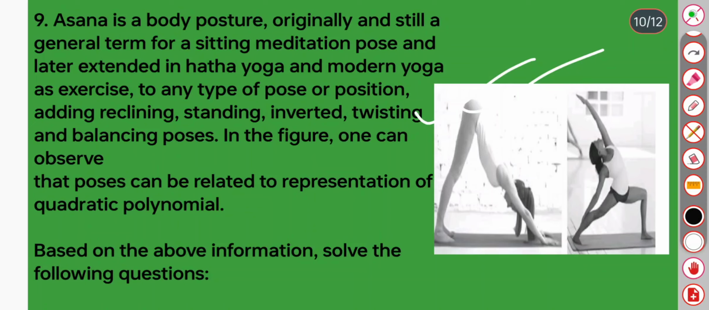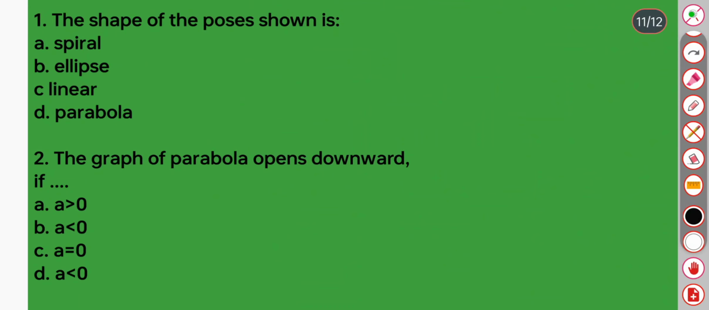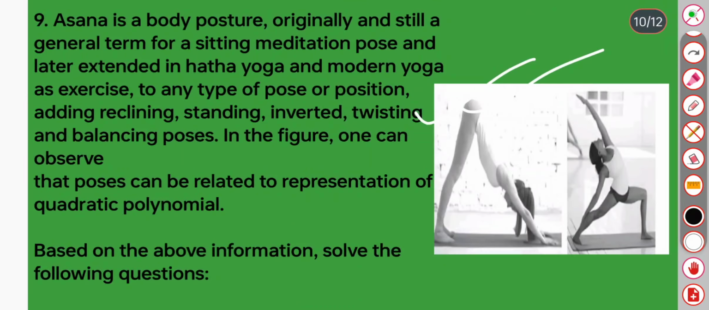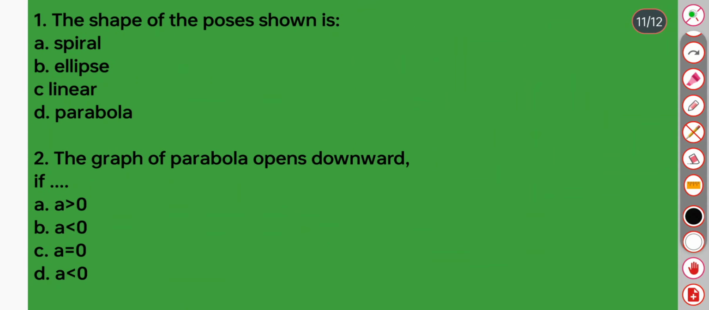So our first question, see what is given. The shape of the poses shown is: in the diagram, the yoga poses which are shown, we need to tell the shape. If you observe, what is the shape? It is in the shape of a parabola, somewhat like this. Our options are given: spiral, ellipse, linear, parabola. That means option number D is the correct one. The shape is of parabola shape.